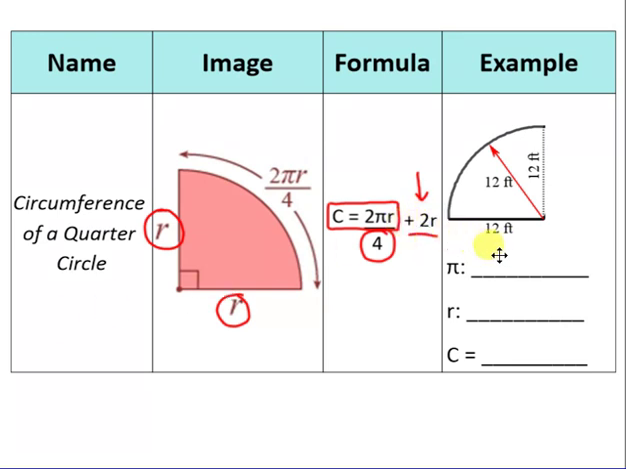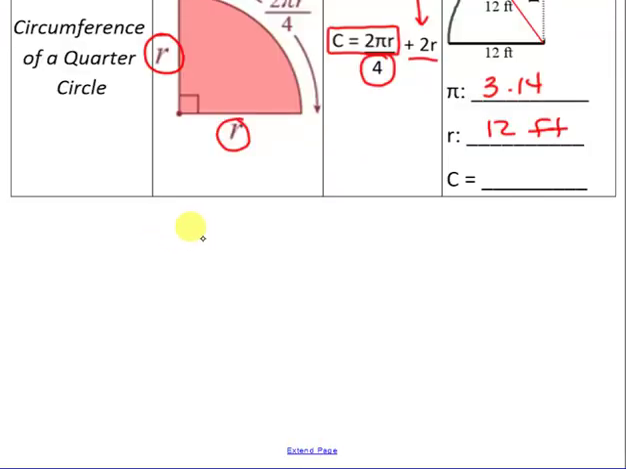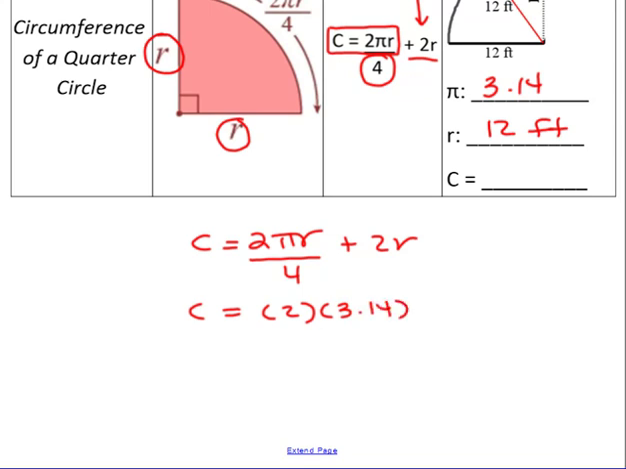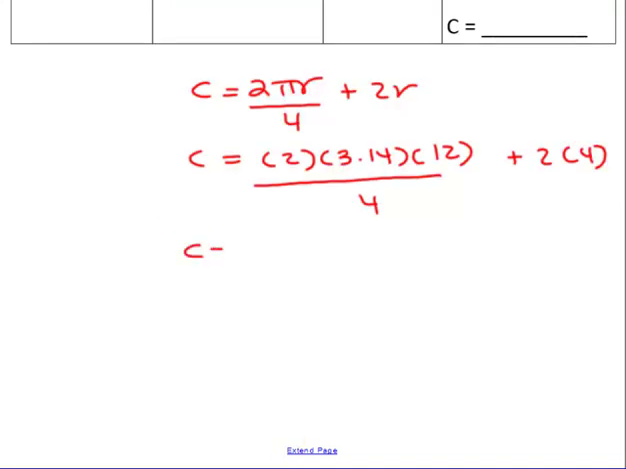All right, so let's look at our example. So here, our pi is always 3.14, and our radius is 12 feet. So let's go ahead and calculate with our formula. C equals 2 pi r divided by 4 plus 2r. So C equals 2 times 3.14 times 12, which is our radius, all of that divided by 4, plus 2 times 4. Okay, so we're going to go ahead and calculate the top portion of that fraction bar there.